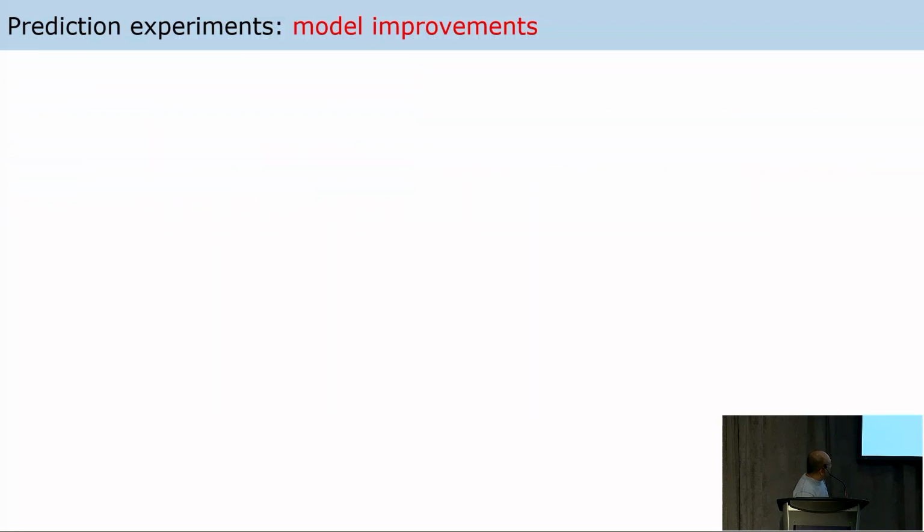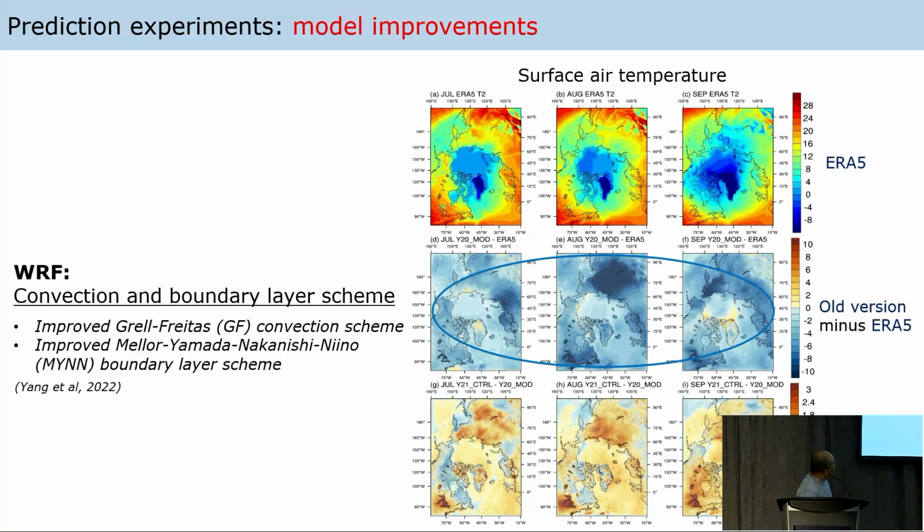So just one example, for example, this is the surface air temperature. And you see the middle row, our old version, has this cold bias in much of the model domain. But with the improved convection and boundary scheme, we end up with the bottom row, a warmer state, which means a reduced cold bias.